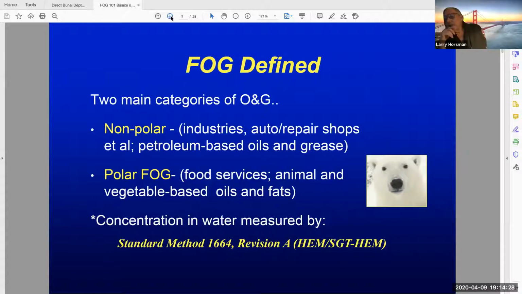So there are two main categories of oils and grease. That's the O&G. It's not original gangster. Non-polar: industries, auto repair shops, so they're talking about petroleum-based oils and grease there. And then polar FOG: food service, animal and vegetable-based oils and fats. The public health department and the sewering agency get involved in this.